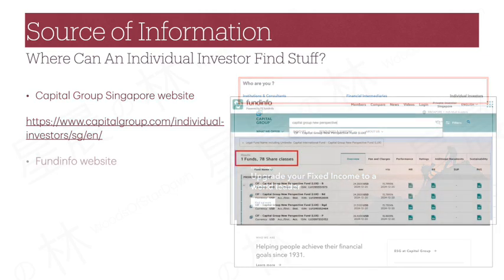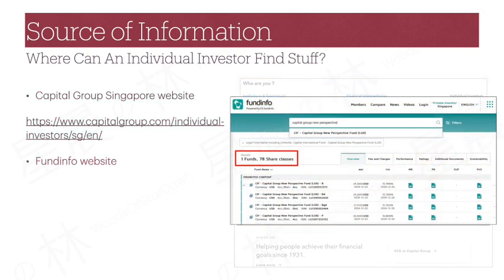FundInfo is a global third-party consolidator and service provider for fund data and documents, and has information on at least 90% of the mutual funds offered in Singapore. So if there is a need, we will be checking the information on FundInfo as well. As you can see on the screenshot, the fund has 78 share classes registered in Singapore, but many are actually not meant for retail investors.